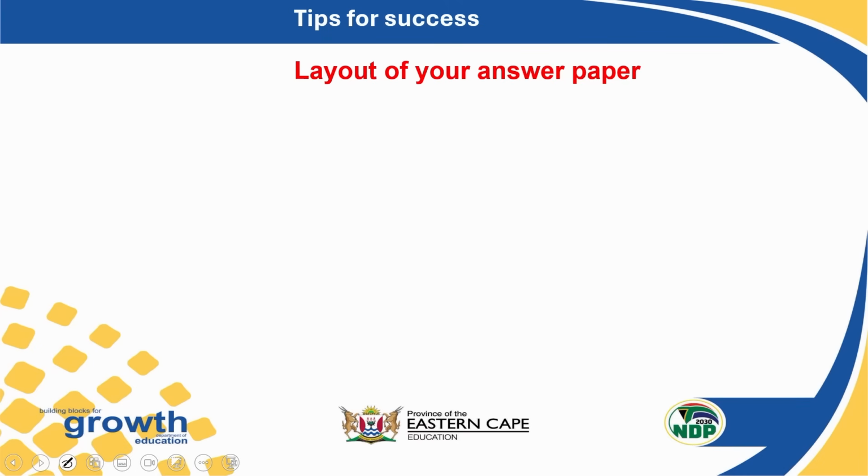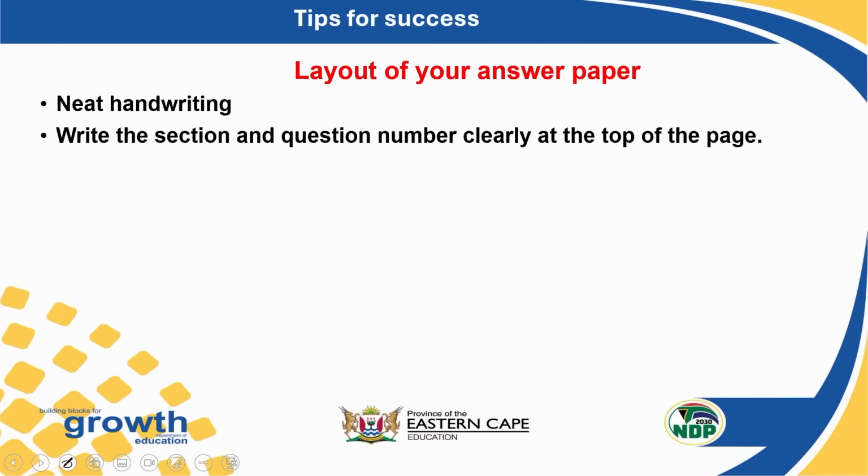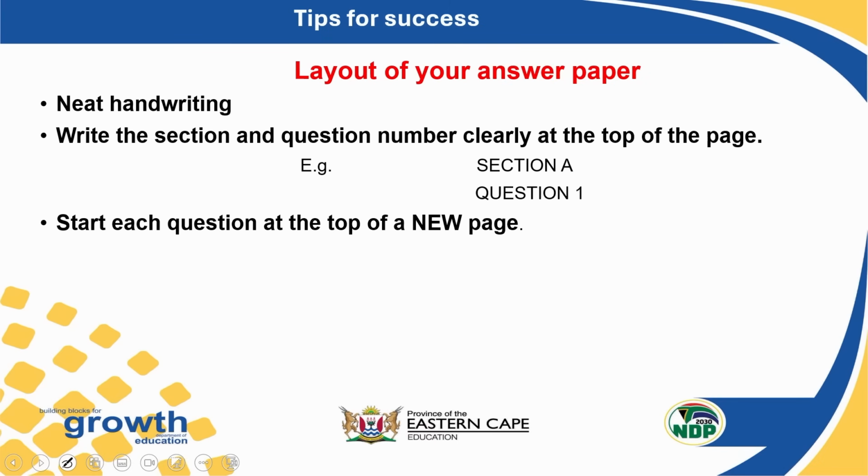Now, let's look at the layout of the paper, because how you write the paper is just as important as what you are writing. Firstly, neat handwriting. Make sure that your writing is clear for the marker to be able to read the words. Write the section and question number at the top of each page, for example, Section A, Question 1. Start each question at the top of a new page. Once you've finished Question 1, start on a new page with Question 2. Don't follow on under Question 1.